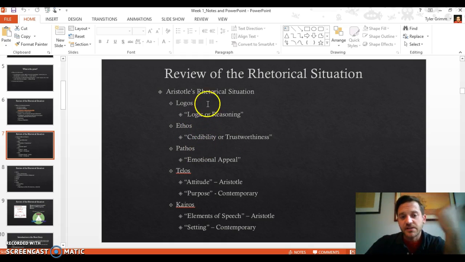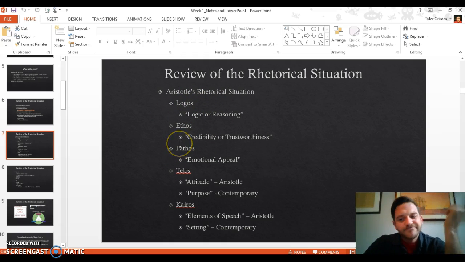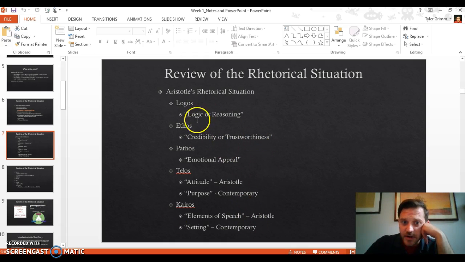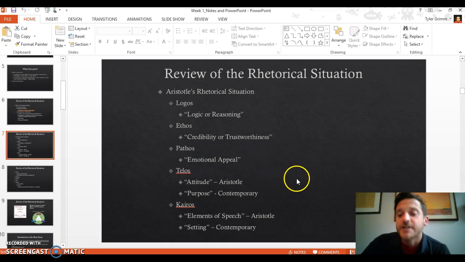So logic, credibility. We're not going to really use these terms, the logos, ethos, pathos. I mean, they are elegant, I guess, but we're going to stick with more of the contemporary rhetoric. So logic, credibility, pathos is emotional appeal. This is going to become crucially important because the best way to hook and manipulate your readers is to appeal to their emotions or their ethics.